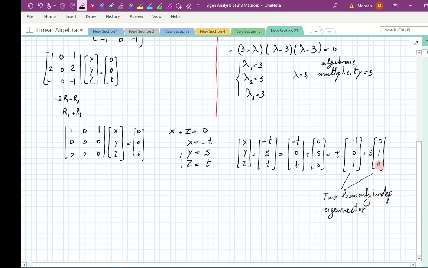Linearly independent means this is not a multiple of that, that's not a multiple of this, truly different vectors. We're not just playing with the t or s. This vector is different from that. 2 linearly independent eigenvectors. That means the geometric multiplicity is 2.